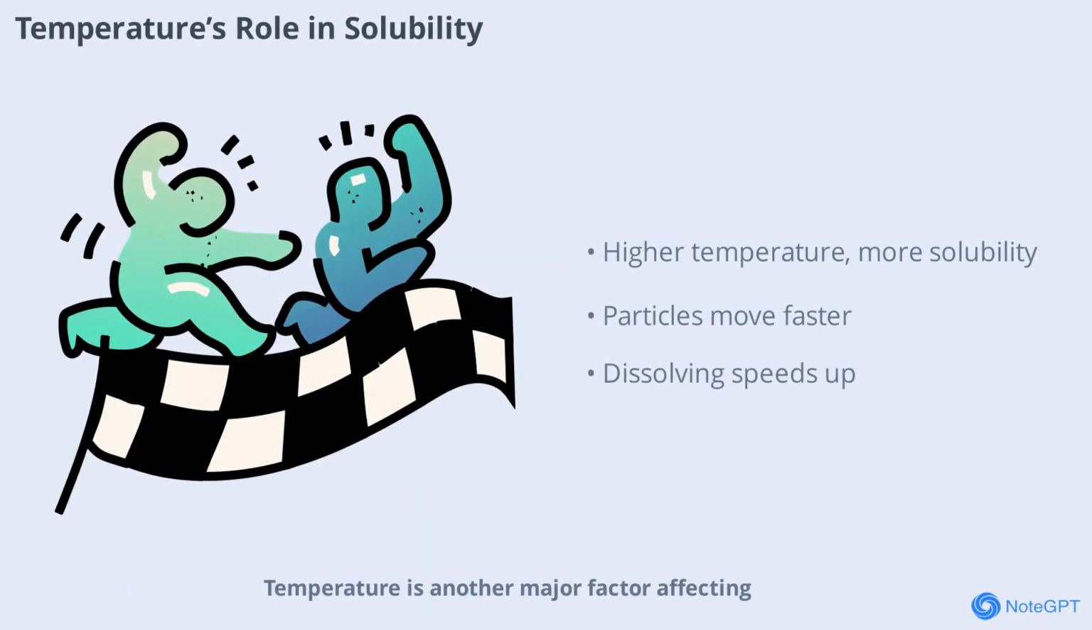Temperature is another major factor affecting the solubility of solids and liquids. For most solids, solubility increases as the temperature rises. This means you can dissolve more sugar in hot tea than in cold tea. The particles move faster at higher temperatures, making it easier for the solute to break apart and mix with the solvent. This is why heating is often used to speed up the dissolving process in labs and kitchens alike.